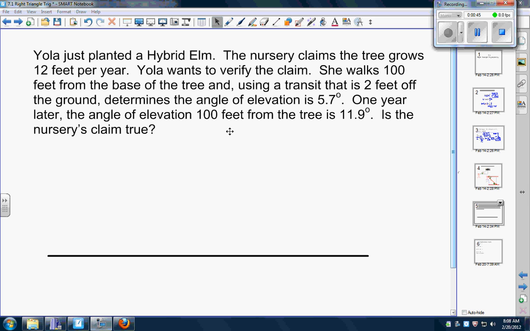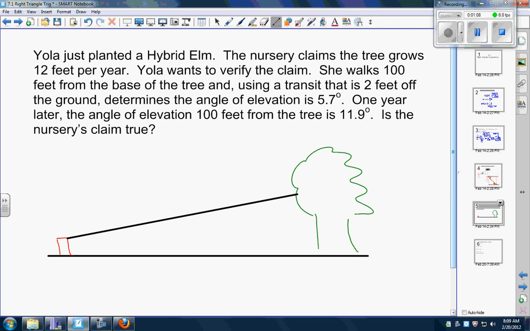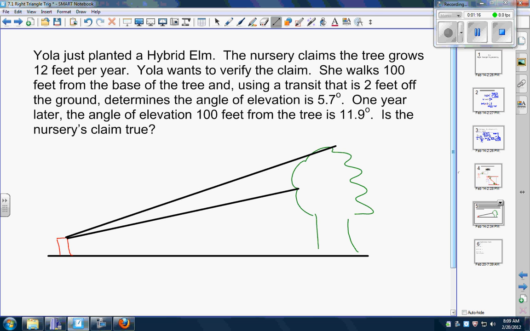So we're going to need a picture here. There's our tree. Okay, she walked 100 feet away, and this little transit thing is 2 feet off the ground like this. So we have two different marks here. So we got one for year one that took us to, I don't know, here. We got another one for year two that took us to the top of the tree.